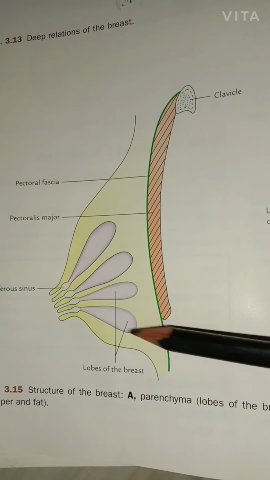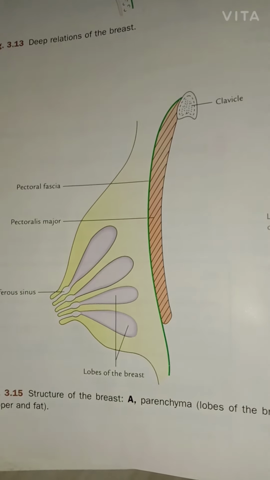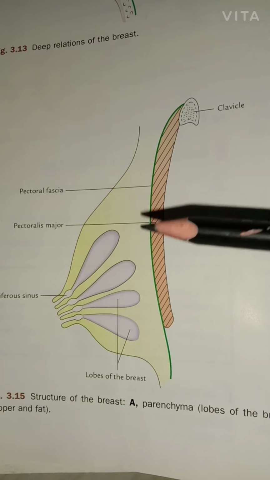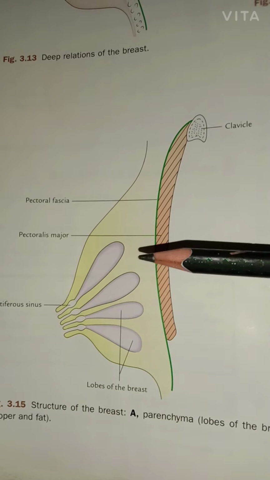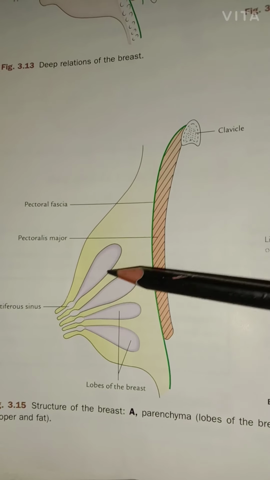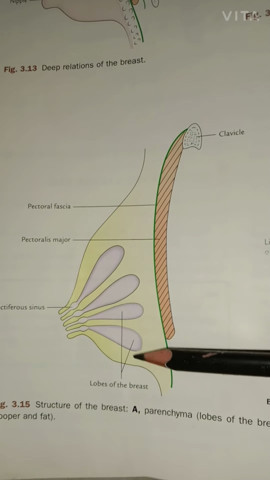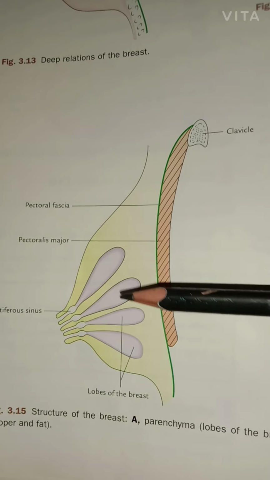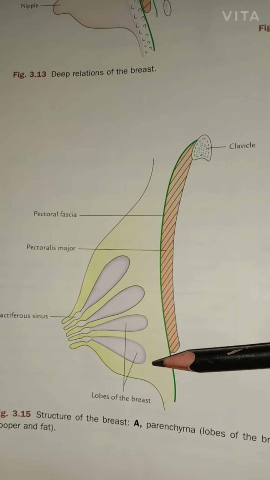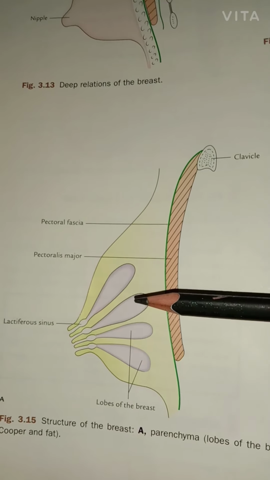Then that is the parenchyma of the breast. It is made from the glandular tissue which secretes the milk, and the gland consists of 15 to 20 lobes. So here you can see the lobes of the breast. They are present 15 to 20, and each lobe is a cluster of alveoli and drained by a lactiferous duct.